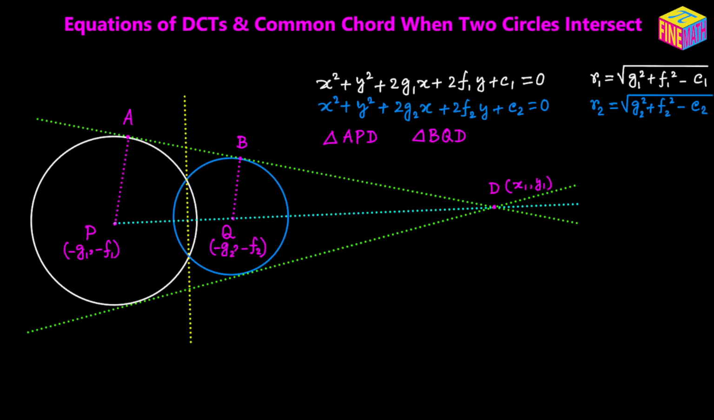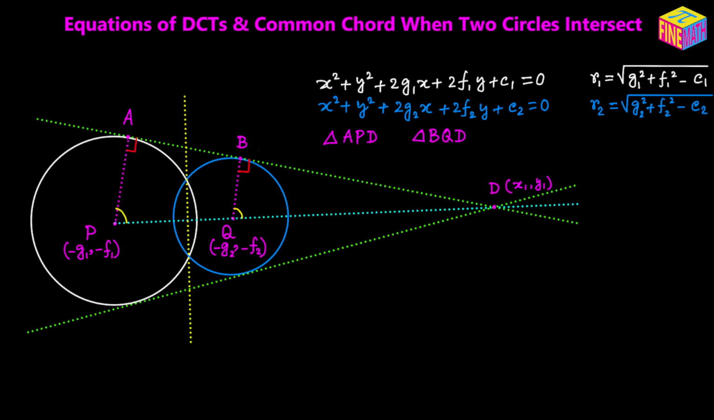Now, if we look at the two triangles here, triangle APD and triangle BQD, you will notice that we have a pair of right angles there. The angle PAD and the angle QBD are actually 90-degree angles because we know the radius is perpendicular to the tangent at the point of contact. Also, since AP and BQ are perpendicular to the AD line, AP and BQ will be parallel to each other. Then the angle APD and the angle BQD will be equal angles because they will be corresponding angles between two parallel lines.